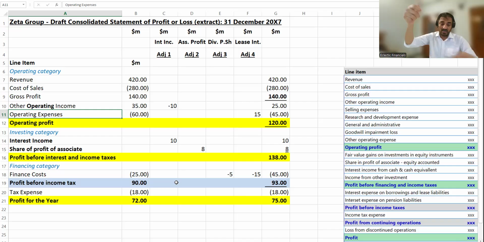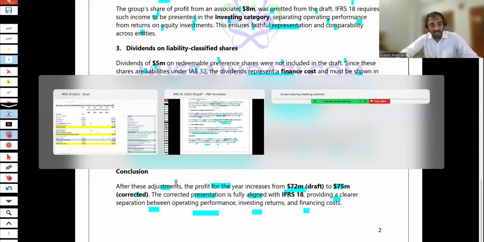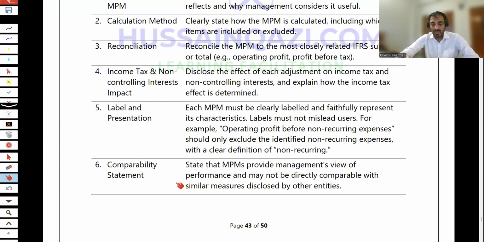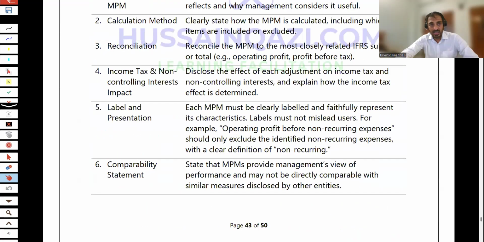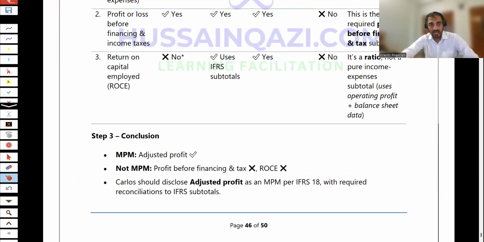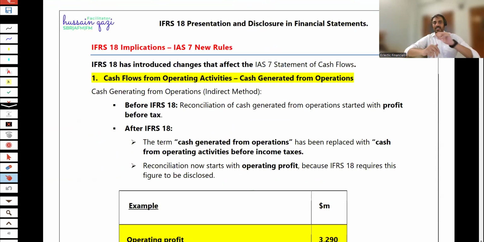But one more thing. What is this? IFRS 18 implications with the new IAS 7 rules. Don't worry, not very extensive. Only 3 points here. What are the 3 points?